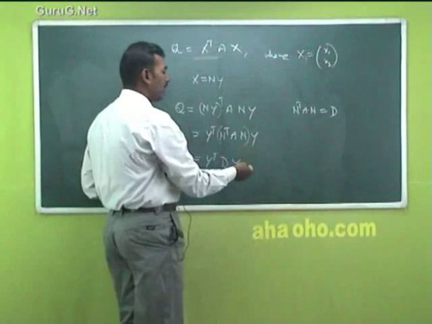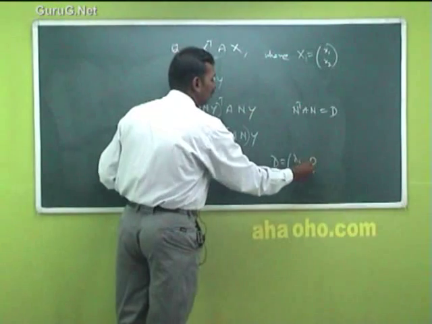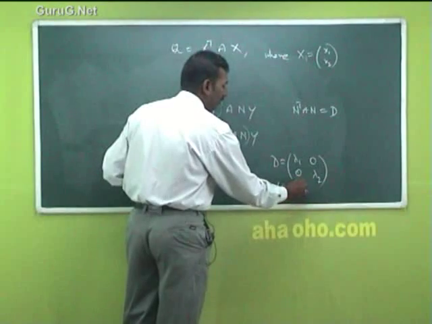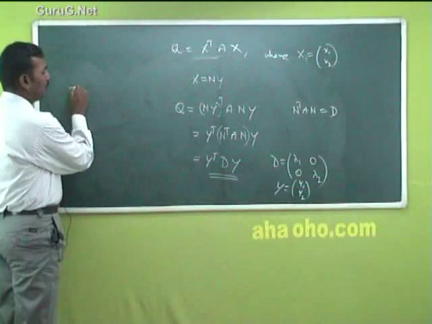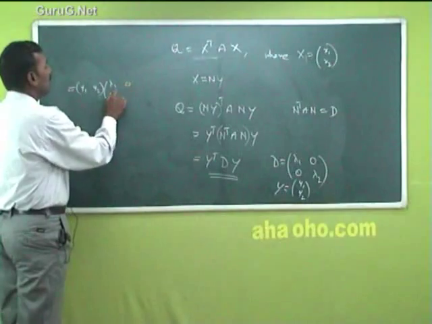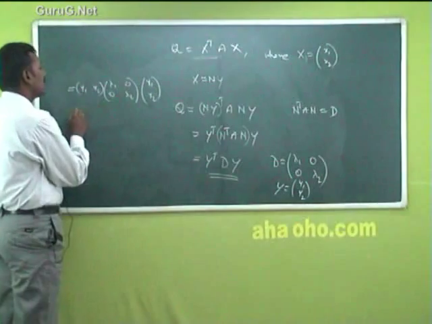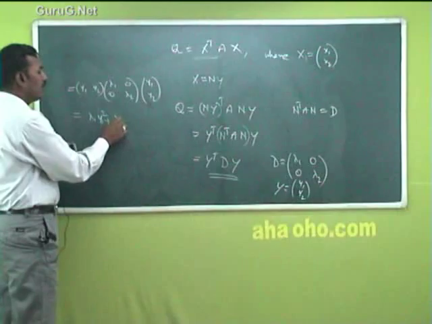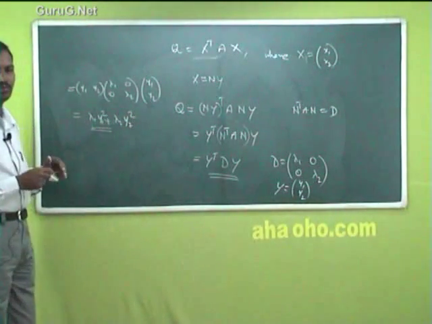So it is a 2 by 2 matrix. I can write D as a diagonal matrix, lambda 1, 0, 0, lambda 2, and y is nothing but y1, y2. You replace it in this expression, what will we get? y transpose, so y1 y2, and D is lambda 1, 0, 0, lambda 2, and y1 y2. Multiplying these three matrices, you get lambda 1 y1 squared plus lambda 2 y2 squared. So this is a canonical form.